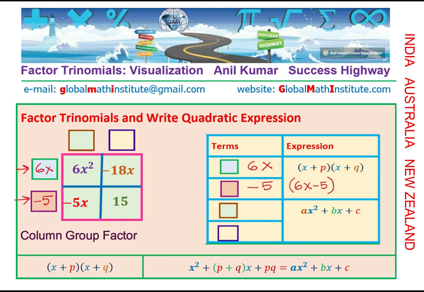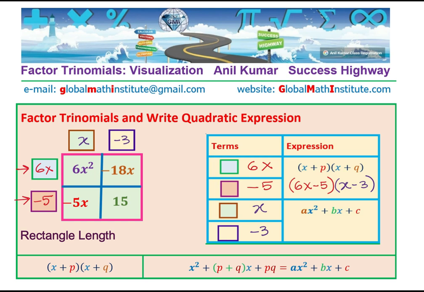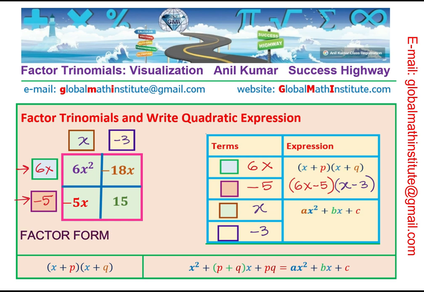Now explore the columns. In column number 1, 6x squared minus 5x, we have x common. In the other column, minus 18x plus 15, we have 3 common, right? You could take minus 3 as common. So x and minus 3 will come in your table as terms, and that is like the length of this rectangle. So multiply length and width to get the area, and there we go. We get x minus 3 as the other term. So what you get here is the factored form of the quadratic expression. You get the idea.